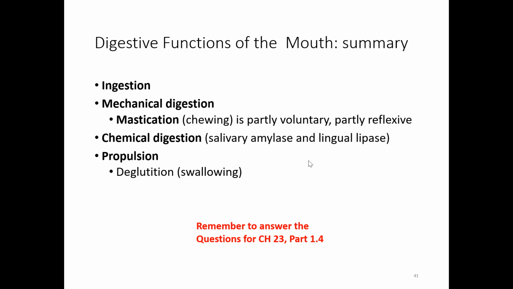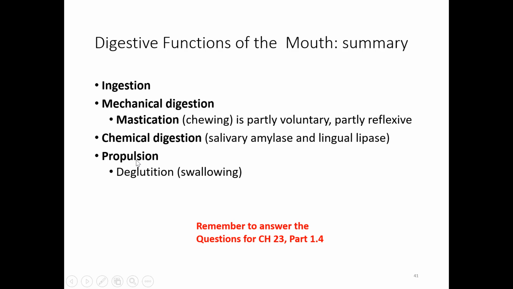Finally, chemical digestion. Salivary amylase starts breaking carbs into smaller molecules. There is also a very small amount of lingual lipase, an enzyme that is supposed to break fats, but because there is such a minimal amount of it, when we're talking about chemical digestion in the mouth, we mention mostly salivary amylase for carbs, and that's what I expect you to know.